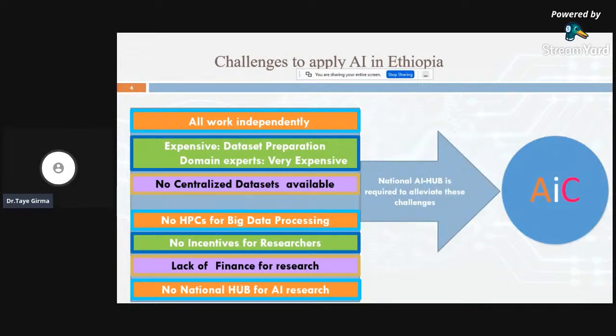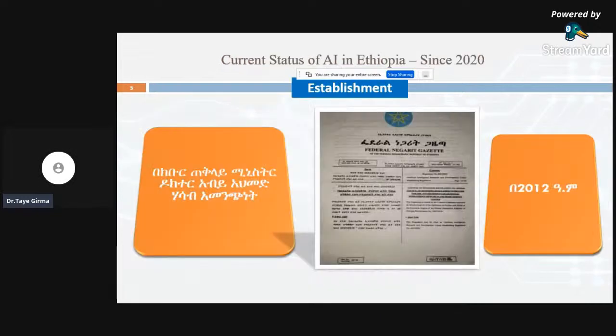So what we have identified is that a national center is very important, which can be a national AI hub to alleviate these challenges and encourage the private companies and, of course, the public universities to work in the area of artificial intelligence. So for that reason, in 2020, His Excellency our Prime Minister visited the United Arab Emirates, and he got an opportunity to see how artificial intelligence has impacted the life, the daily activities and the services of the United Arab Emirates.